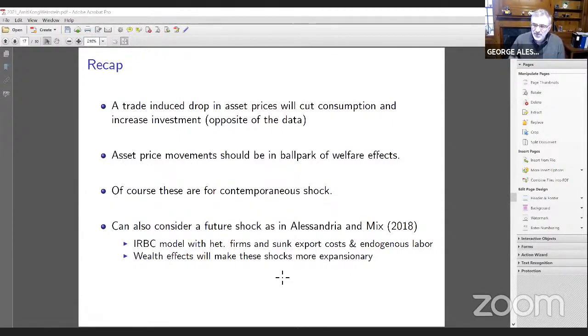If we try to do this with future shocks with endogenous labor supply, which is kind of the work I did with Carter, we're going to find that these shocks are going to have very similar effects, but they're going to be more expansionary in the short run.